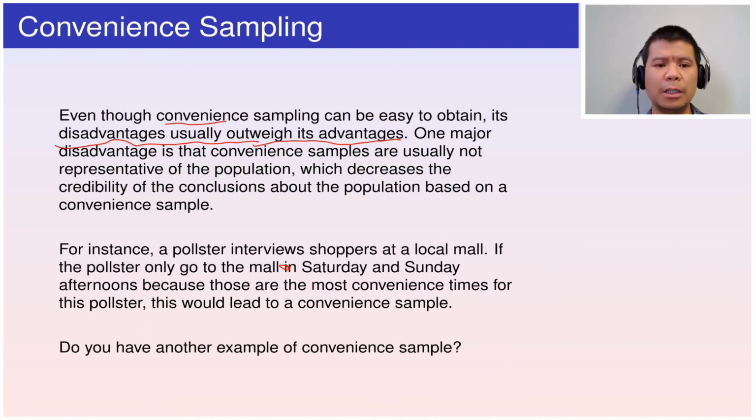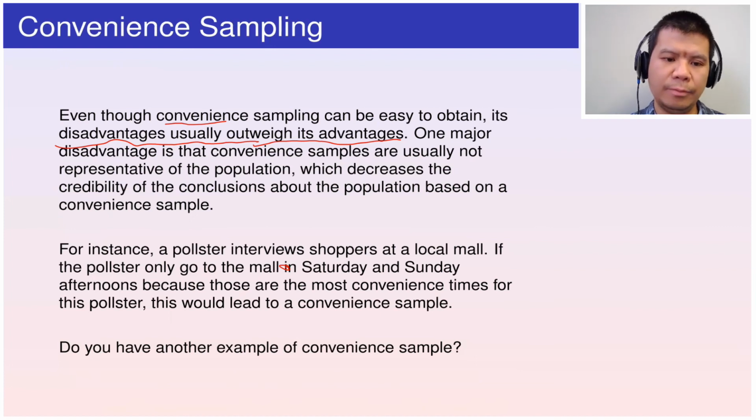So you need to avoid such things. If you just go there on Saturday and Sunday afternoons, you only have the customers who often go there at these specific times. But what if the shoppers go there during the weekdays, or in the mornings, or at night, and so on? It's not representative of the whole population of shoppers. So of course, the credibility of the result is low.